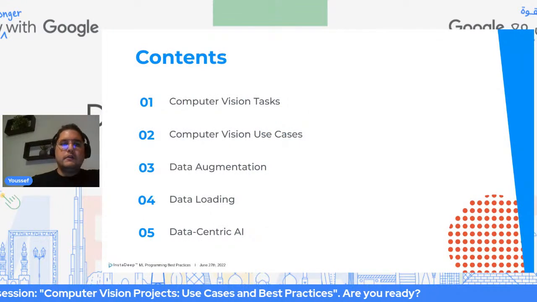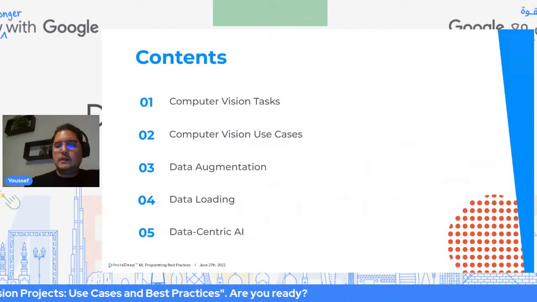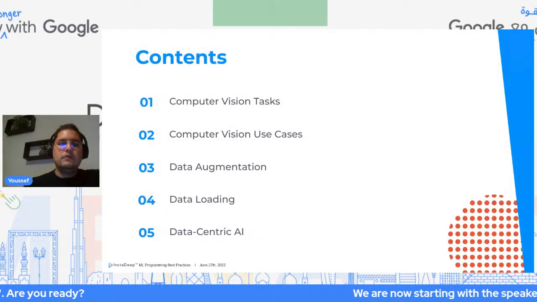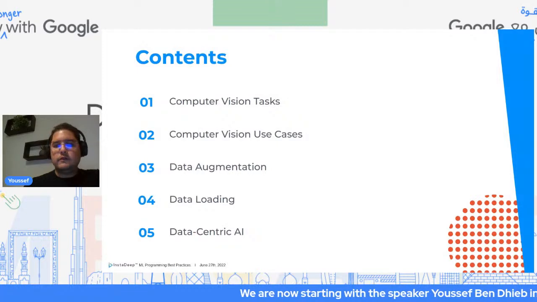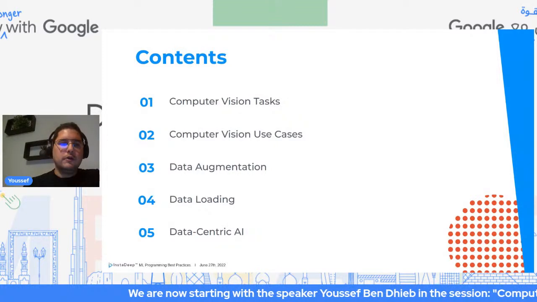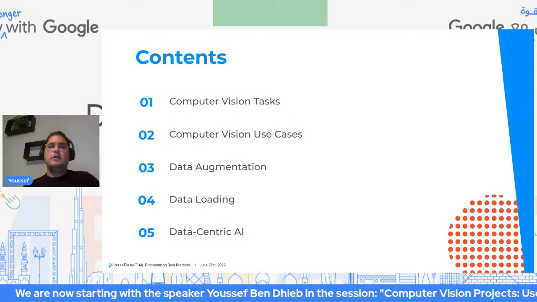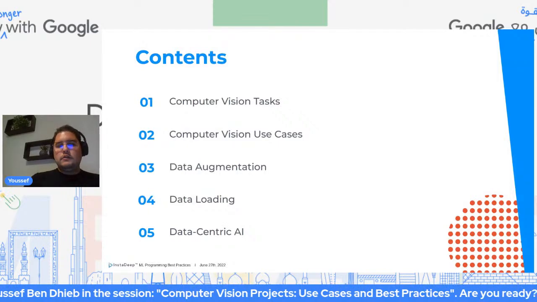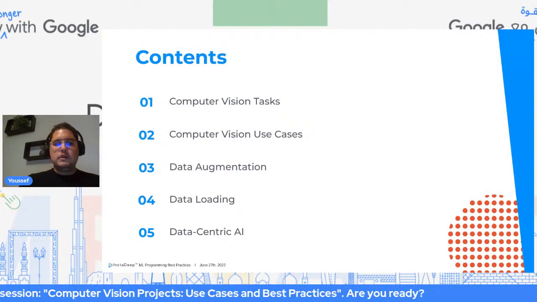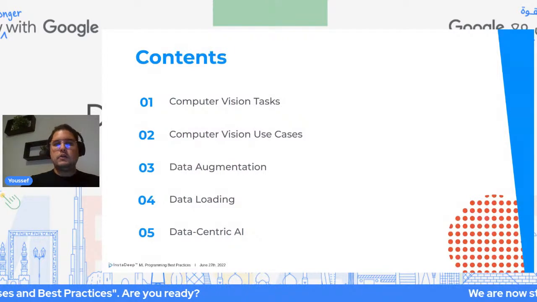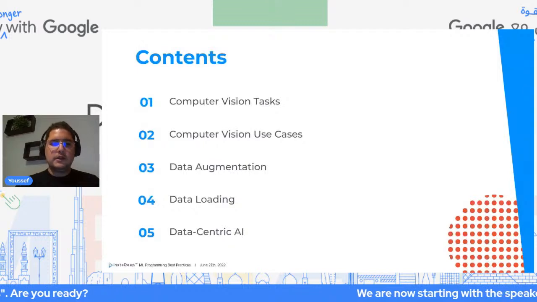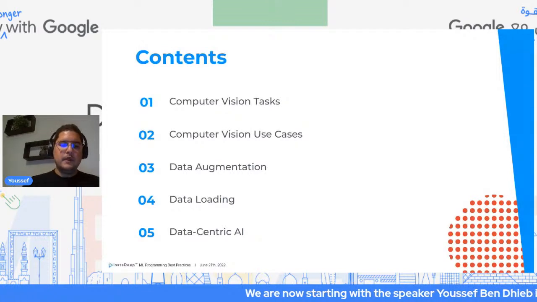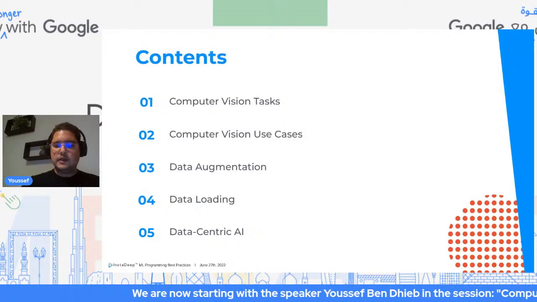So for the contents, we start with the computer vision tasks, the different tasks we have, like image classification, object detection, etc. Then we will talk about the different computer vision use cases when you have a small amount of data, or where you have a big amount of data, but it's not labeled. In the third part, we will talk about data augmentations and how you can improve your results by just augmenting your data. Then we'll talk about the data loading, how to accelerate your data loading pipelines. And in the last part, we'll talk about data-centric AI.